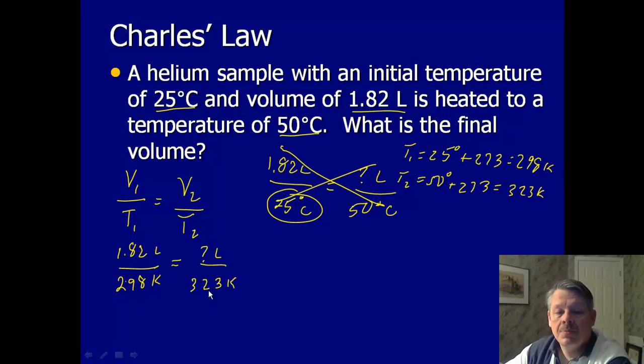All right. Pause the video, see if you can do the math. Okay, folks, when you do the math, you should be cross-multiplying: multiplying the 1.82 times the 323, and then dividing by the remaining thing, which is 298. So your answer here is going to be 1.97 liters.